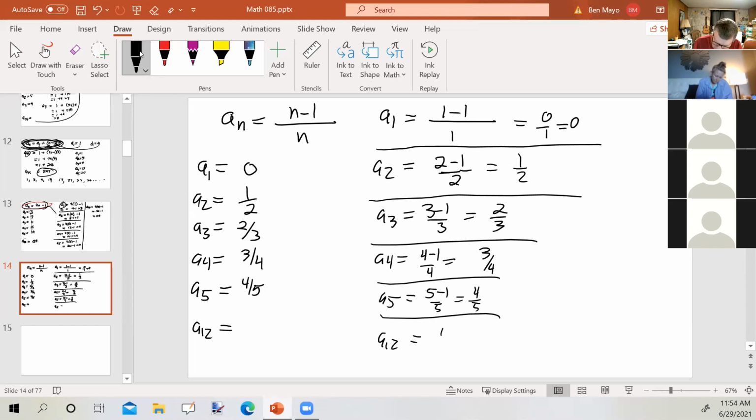A sub 12 is equal to 12 minus 1 over 12, which is 11/12. So, are we okay with that one?